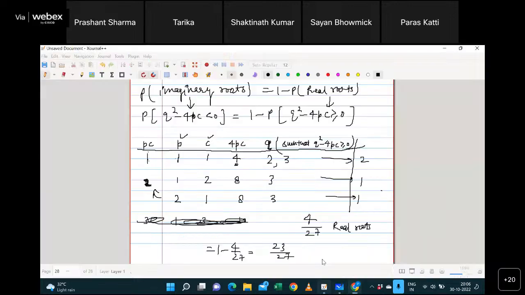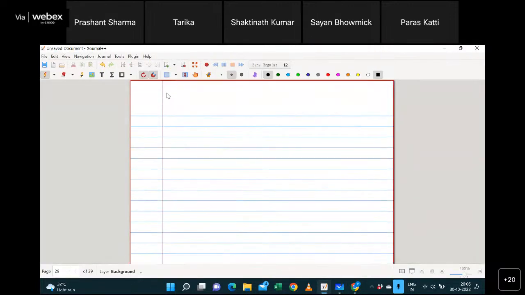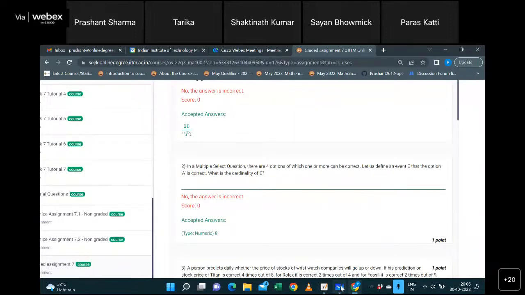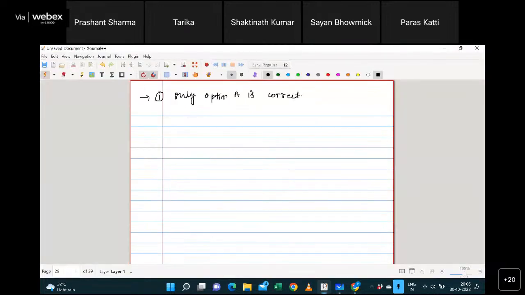4 options. Suppose there will be cases like only option A is correct. See, the question is asking about the cardinality of event E. So the number of possible elements is what? How many possible events when only option A is correct? 4. No, I'm asking about the number of possible elements. So 4 choose 1, that will be 4.